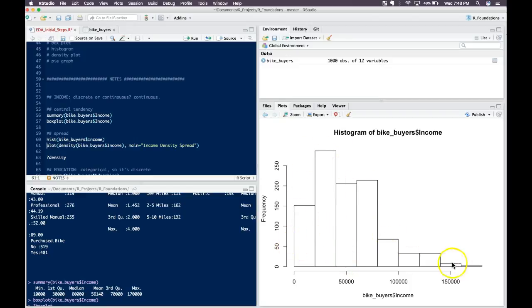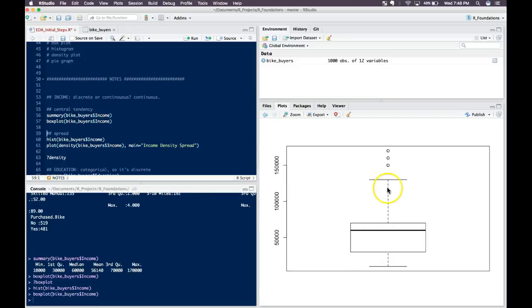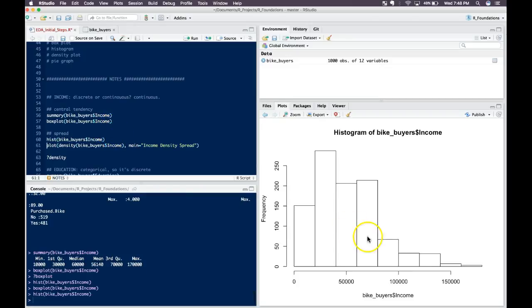We see the spread. Remember how we saw with the box plot that there's the long tail right here? Well, if we look at this histogram, you can see that this long tail is right here. And so that kind of gives you a good picture in your mind of what the box plot is showing and what the histogram is showing.